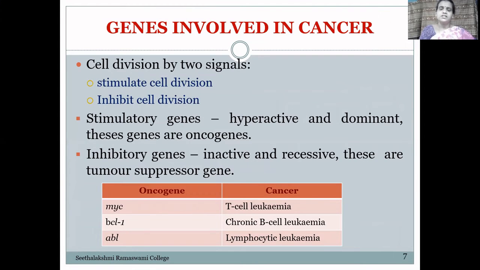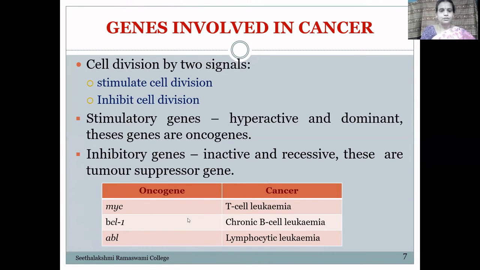And what genes are responsible for cancer? In cancer, cell division can be controlled by two signals. Number one is stimulation, number two is inhibition of cell division. In stimulation of cell division, stimulatory genes are responsible. Stimulatory genes are always hyperactive and dominant. These genes are called oncogenes. Simply put, oncogenes are cancer-causing genes. And the inhibitory genes are inactive and recessive genes. These are the tumor suppressor genes.